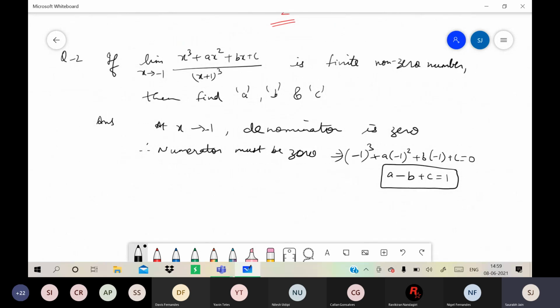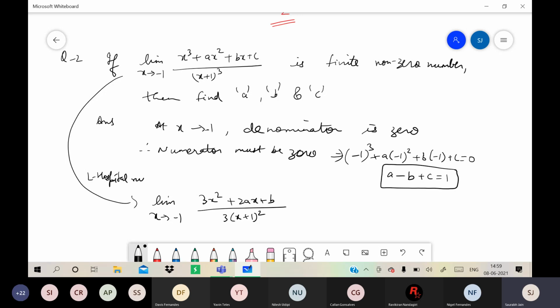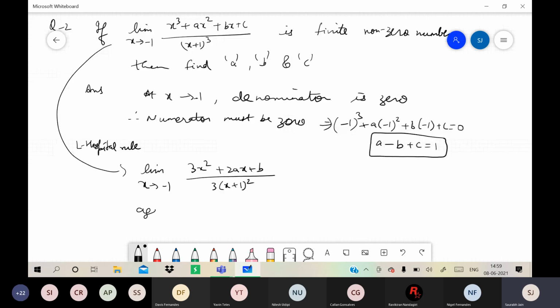But this is just one equation and we have to find a, b, c. We need two more equations. So now what will we do? We will differentiate it: 3x square plus 2ax plus b upon 3 into x plus 1 whole square. Why? Because whenever the questions are of 0 by 0 form, we differentiate. Now what is happening? Again at minus 1, the denominator is 0, so the numerator must be 0.